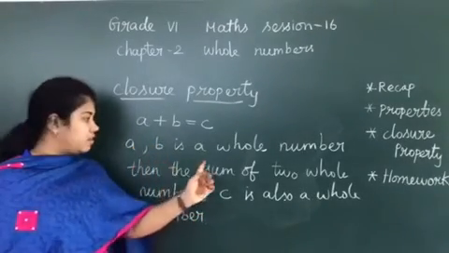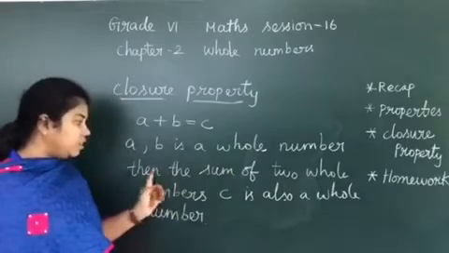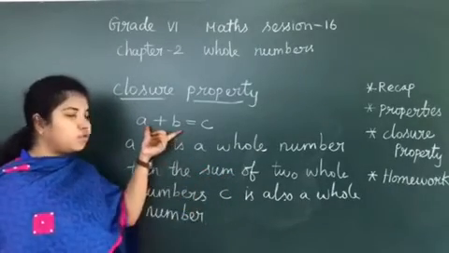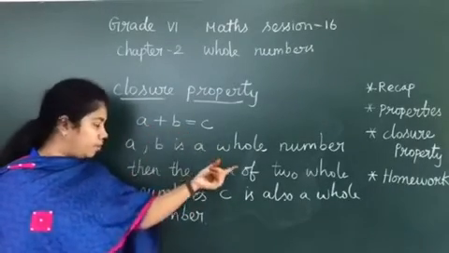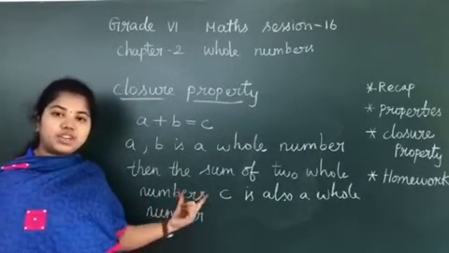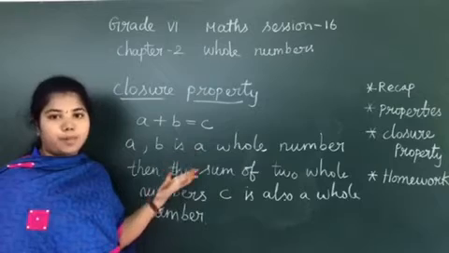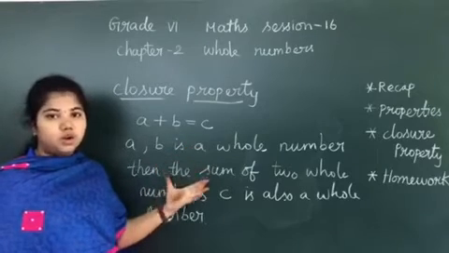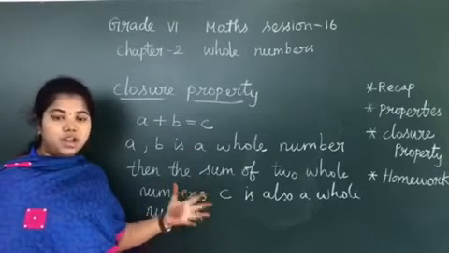A, B is a whole number. Then the sum of two whole numbers, these two is a sum, right? So the sum of two whole numbers, C, is also a whole number. Then addition is satisfied under closure property. That is a conclusion. Addition is satisfied under closure property.